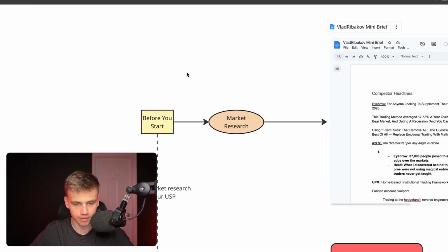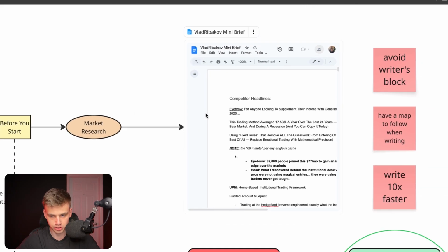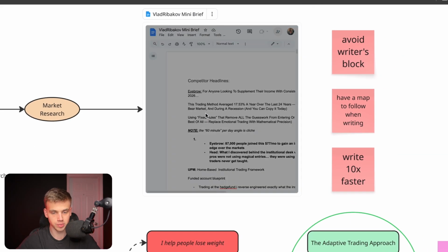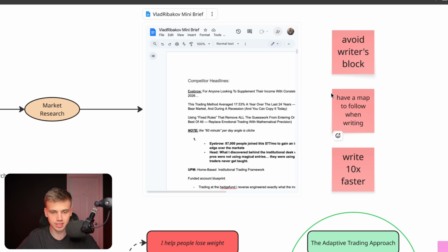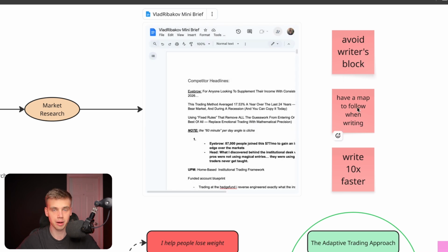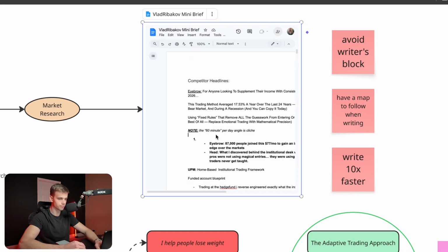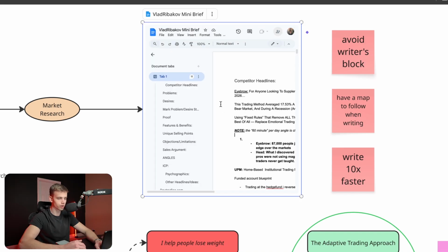Now, before we even dive into the steps, there's something crucial you need to do before you start, and that is market research. And while a lot of people ignore this because they think this is tedious, this is exactly what you need to do because it's going to help you avoid writer's block. It's going to give you a map to follow when you're writing the VSL, and it's going to help you write 10 times faster. So here's an example creative brief for one of our clients.